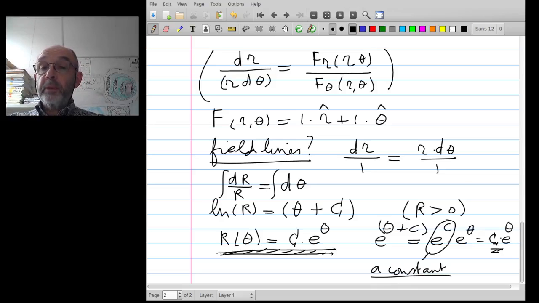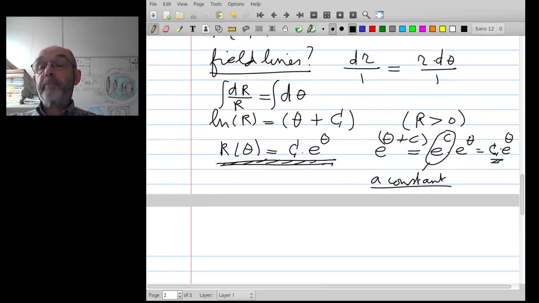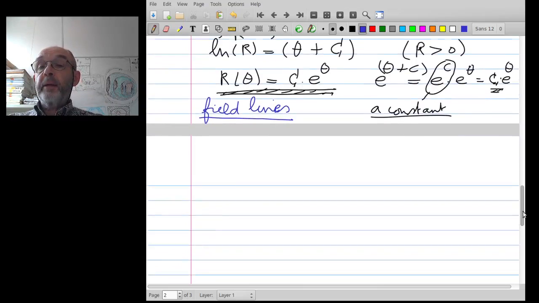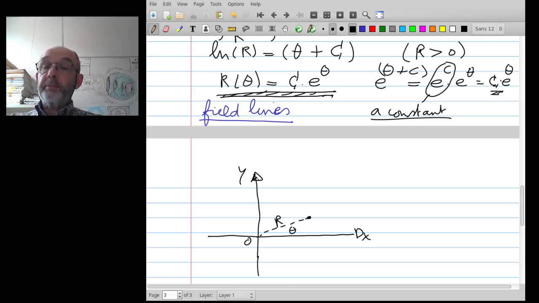And so if you want to make some sketch of those field lines, now what do we have then? If you are sitting somewhere in the XY plane, and you have here the origin, you're sitting somewhere. Now you have some radius, you have some theta, and then the radius becomes an exponential function of theta. So if your theta grows, the radius will grow exponentially, so it will become greater and greater and greater.